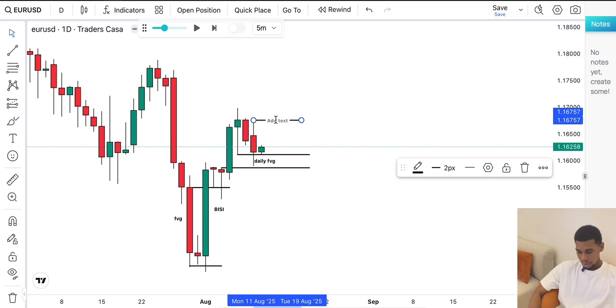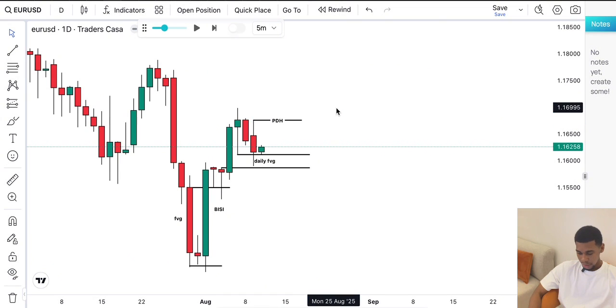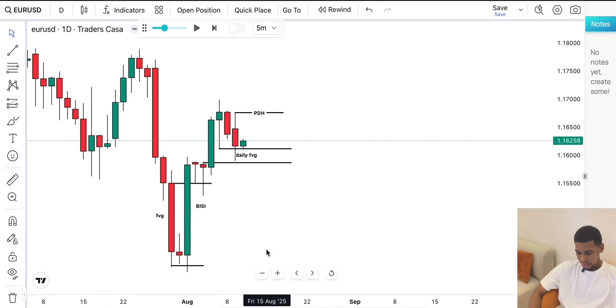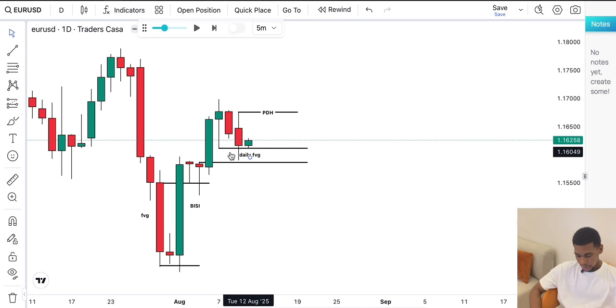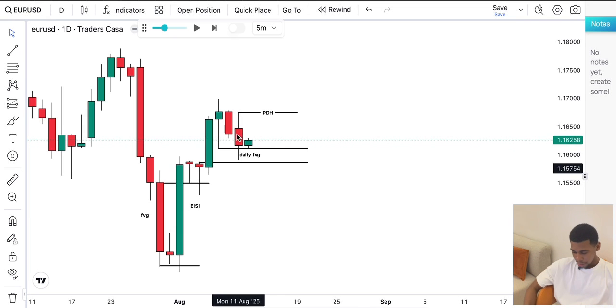Do you understand? So now on this day we have a daily fair value gap right here, which we can see the market already trying to reject from it. Your first buy side liquidity is your previous day high. Previous day high is your first buy side liquidity. All right, let's play this forward. Let's play this forward. All right.